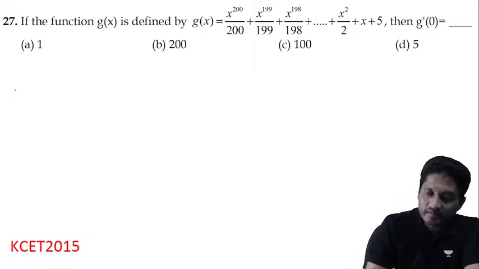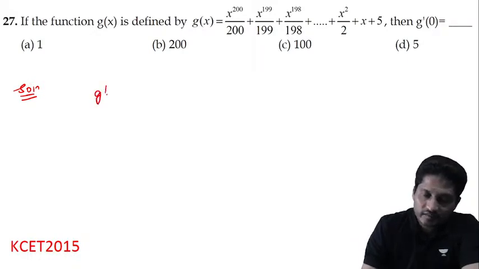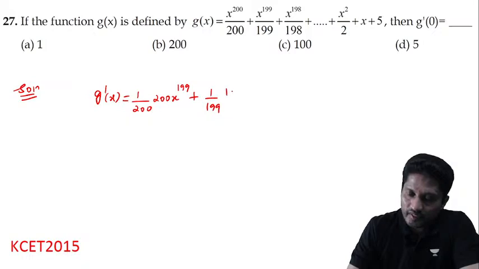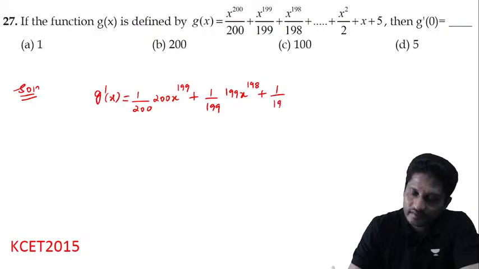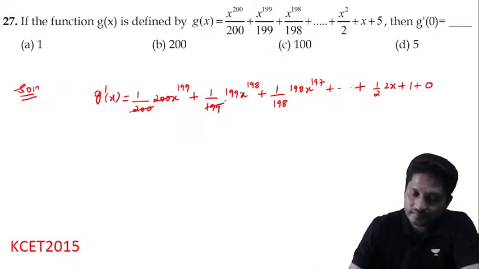Function g of x is given. I'm supposed to find out what is g dash of 0. Now g dash of x equal to 1 by 200, 200 x to the power of 199, plus 1 by 199, 199 x to the power of 198. Okay, and then 1 by 198, 198 x to the power of 197. So on this will continue. 1 by 2, differentiation of x square is 2x, differentiation of 5 is 0.